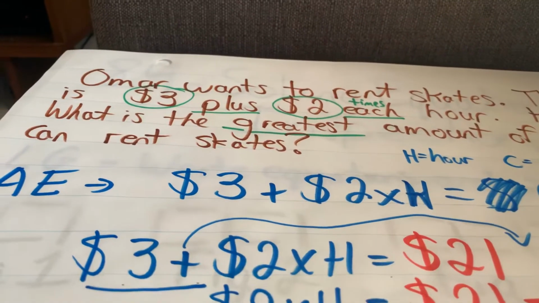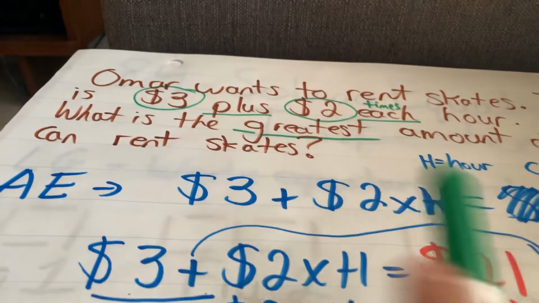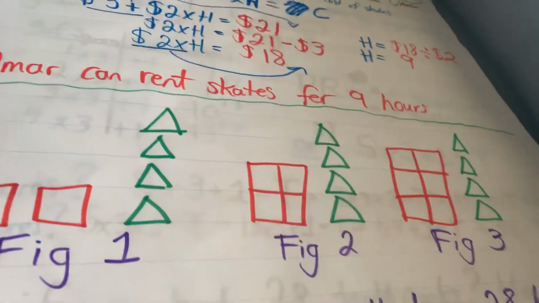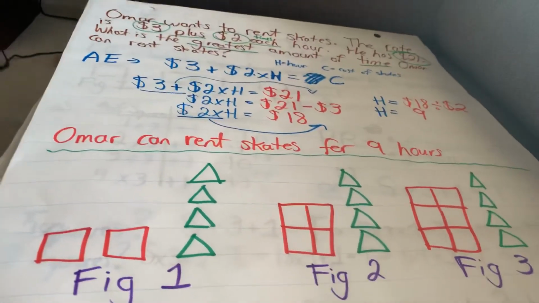So 2 times 9 is 18, plus 3 is 21. So it works out. Let's look at another one. So I've got here this pattern.